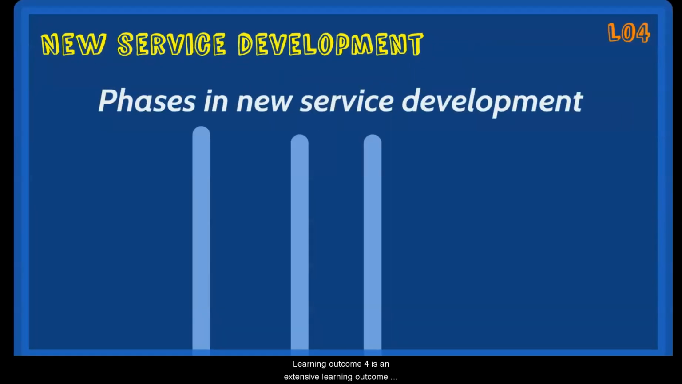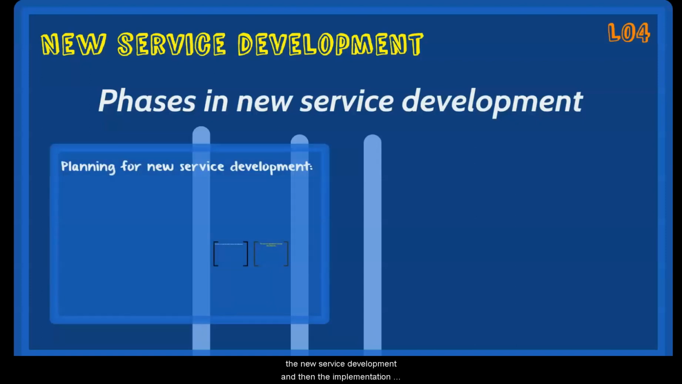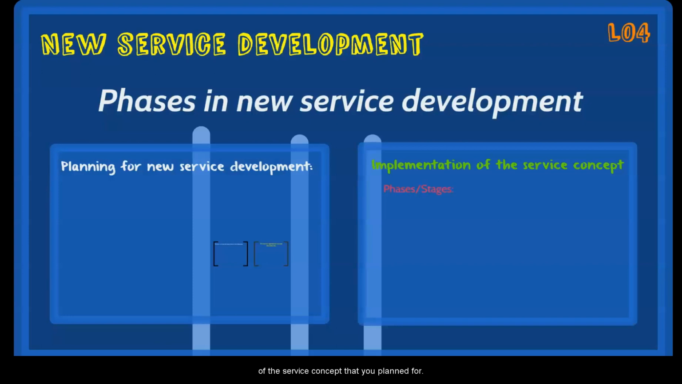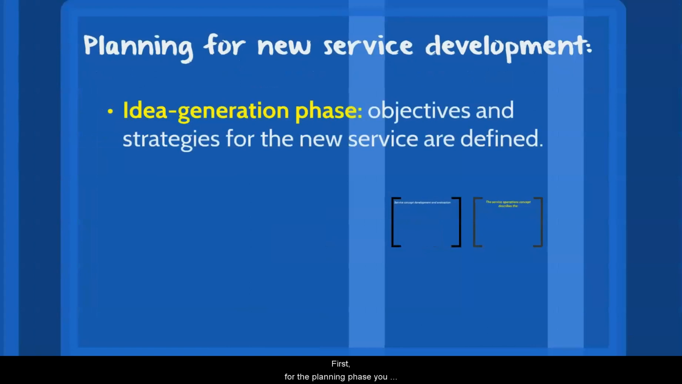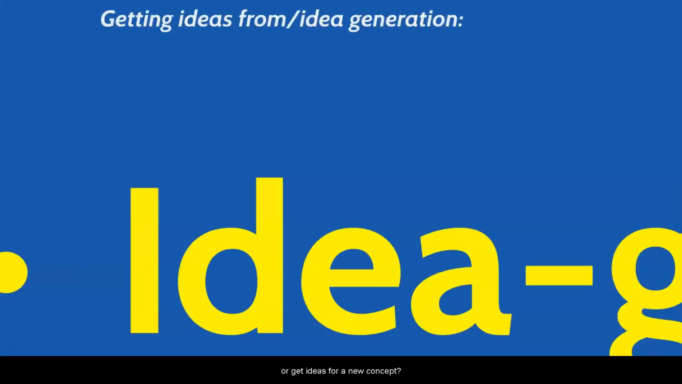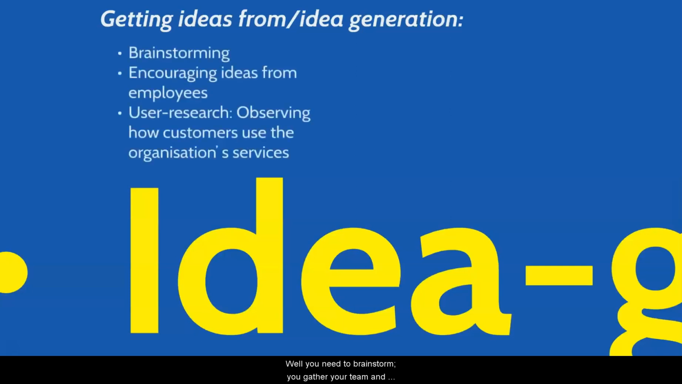Learning outcome 4 is an extensive learning outcome with several phases and stages. I will keep this discussion for the purpose of the presentation as short as possible. So as per the introduction, there are 2 main phases in the new service development, and this includes planning for the new service development and then the implementation of the service concept that you planned for. First, for the planning phase, you generally refer to the idea generation phase, and this is where the objectives and the strategies for the new service are defined. How do you actually generate or get ideas for a new concept? Well, you need to brainstorm.